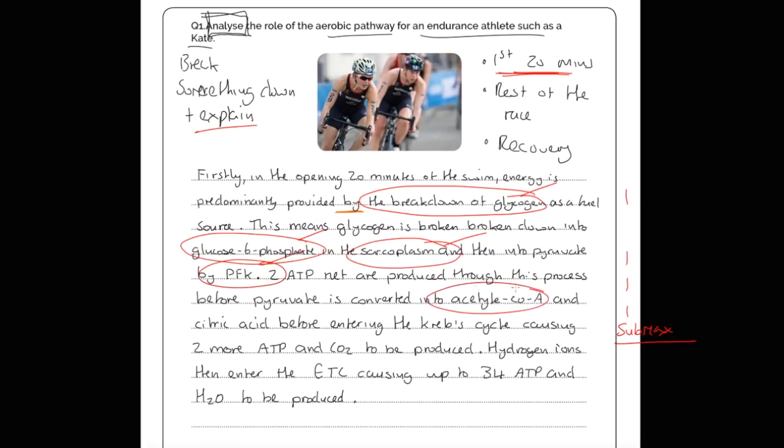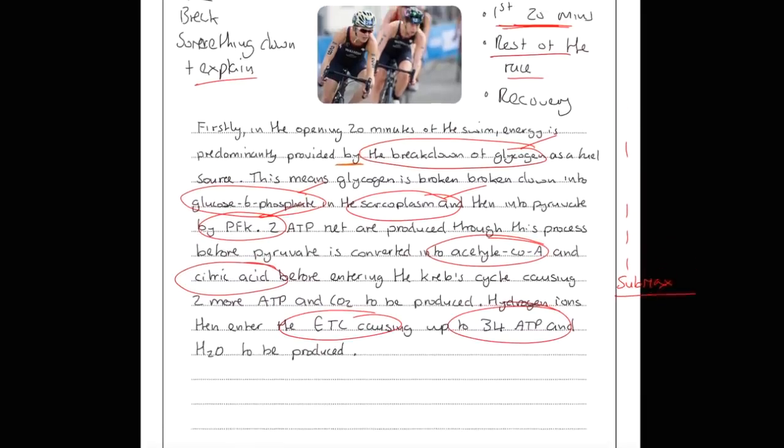So look, I've got all my key information here. I'm describing my system, or I'm explaining it. So hydrogen ions enter the ETC, causing 34 ATP. I'm getting good quality information. But I've got to go on to the rest of the race. I've got to analyze. I've got to break this down.